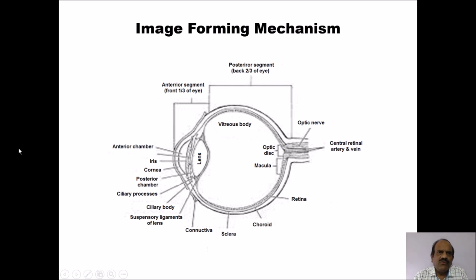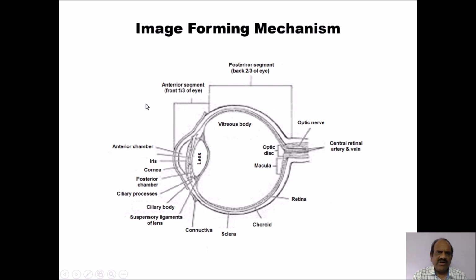Once again we will go back to the basic structure of the eye. As we have seen, the eyeball is divided into two segments, the posterior segment and the anterior segment. Now what does this anterior segment contain? It contains the cornea, then the lens, and it is followed by the posterior segment. This anterior segment is very important in formation of the image on the retinal surface.